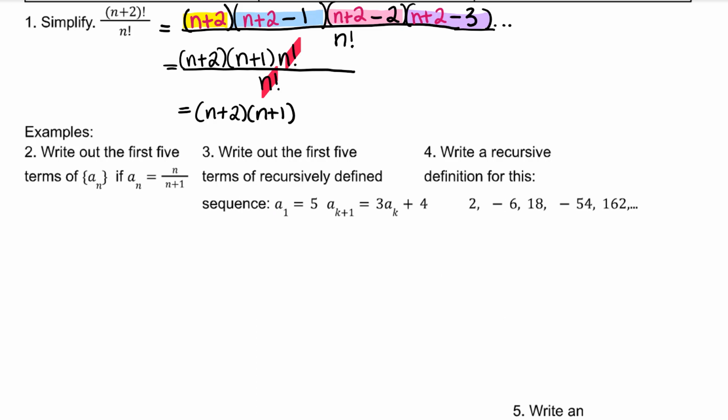Go ahead and write out the first 5 terms of the sequence a subscript n, also known as a sub n, if a sub n is equal to n over n plus 1. A subscript 1, or a sub 1, will be our first term. We'll plug in 1 for all the n's. A sub 2, you'll plug in 2 for n, and continue finding the rest of the terms.